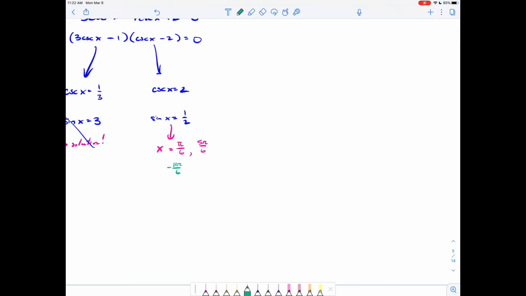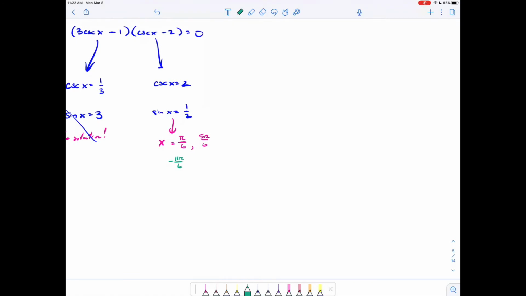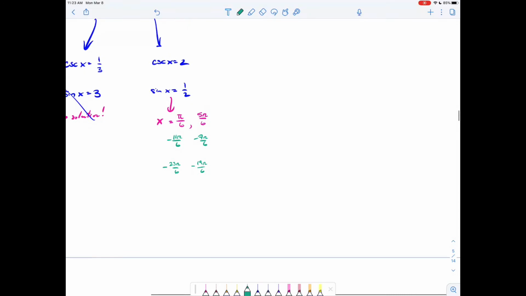Negative 11 pi over 6 is coterminal to pi over 6. And I could maybe subtract another 2 pi. Who knows how far this thing can go. Negative 23 pi over 6. Okay. And this one, if we subtract 2 pi, negative 7 pi over 6, negative 19 pi over 6. We could also add 2 pi to those. So 13 pi over 6, or 25 pi over 6.